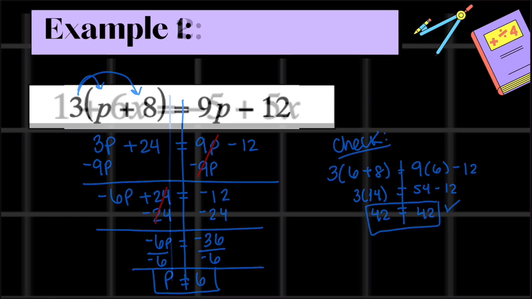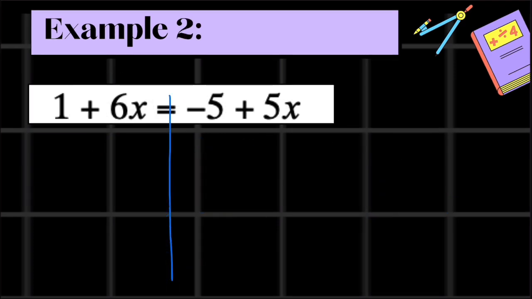p equals 6. Our next example is 1 plus 6x equals negative 5 plus 5x. In this example, we're going to skip step 1 because there are no parentheses on either side of the equal sign, so we don't need to distribute. And we're going to also skip step 2. We do not need to combine like terms because on the left side, we have 1, which is a constant, and 6x, which is a variable term. Same as on the right side, negative 5 is a constant, and 5x is a variable term. So we don't need to combine like terms.